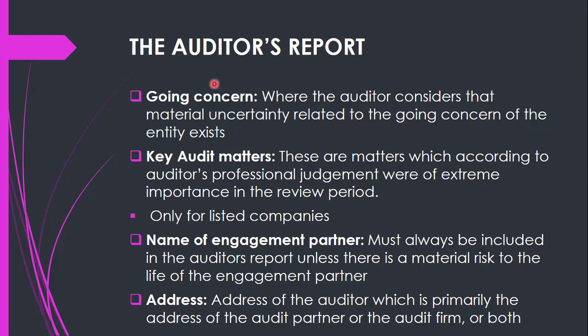Then the going concern paragraph. Here, the auditor considers the material uncertainty related to going concern of the entity, if at all it exists. So if there's any material uncertainty that this entity is not supposed to be a going concern, then it's outlined in the going concern paragraph.